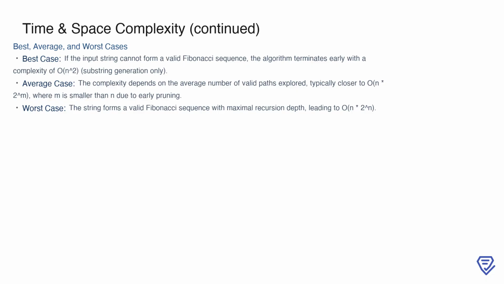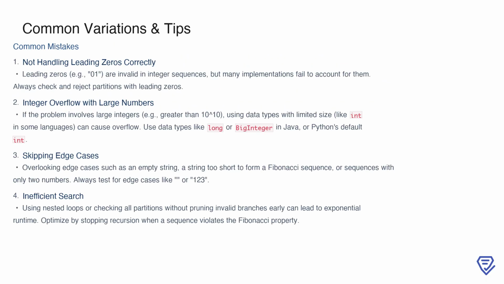This comprehensive analysis highlights the efficiency of the backtracking approach in pruning unnecessary computations while still addressing the exponential growth inherent in exploring Fibonacci sequences. When solving this problem, there are some common mistakes that can trip you up. First, handling leading zeros incorrectly is a frequent error. Numbers like 01 or 001 are not valid integers in a sequence, so you must explicitly check for and reject partitions that start with a 0 unless the number itself is just 0.